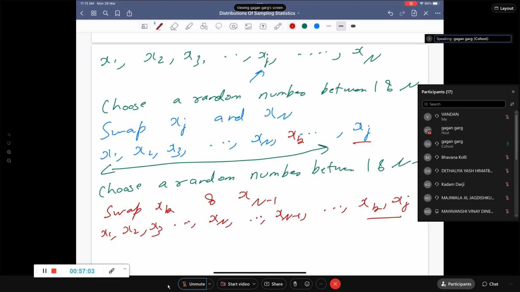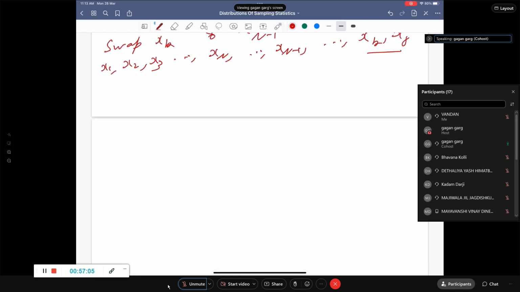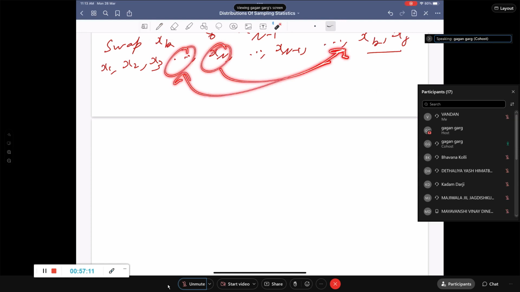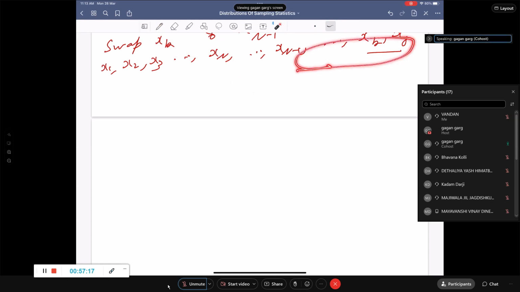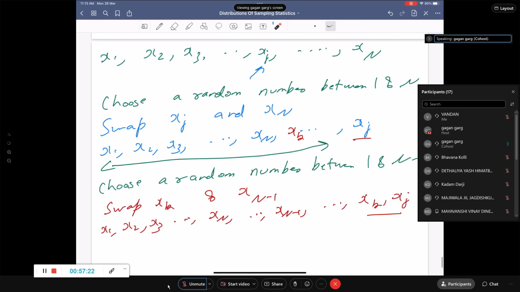And you keep repeating this. So now you'll choose another number and then you'll swap it with the last item, then you choose another number, then you'll swap it with the third last item and so on. And you will choose a random number between 1 and n minus 2 and so on. So at the end, the last 20 numbers will be your random sample. This is one way to do it. As I said, there are other ways to do it.